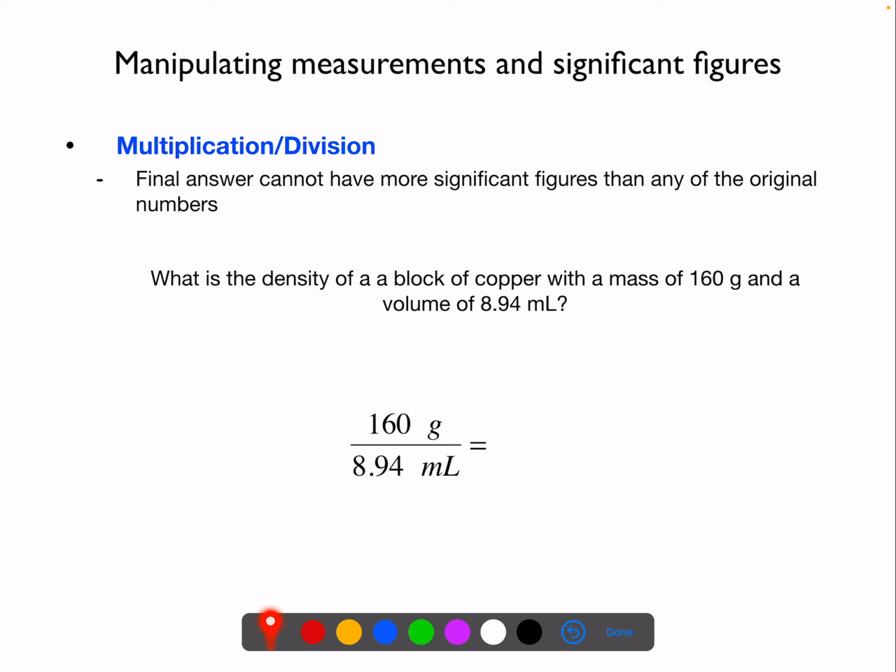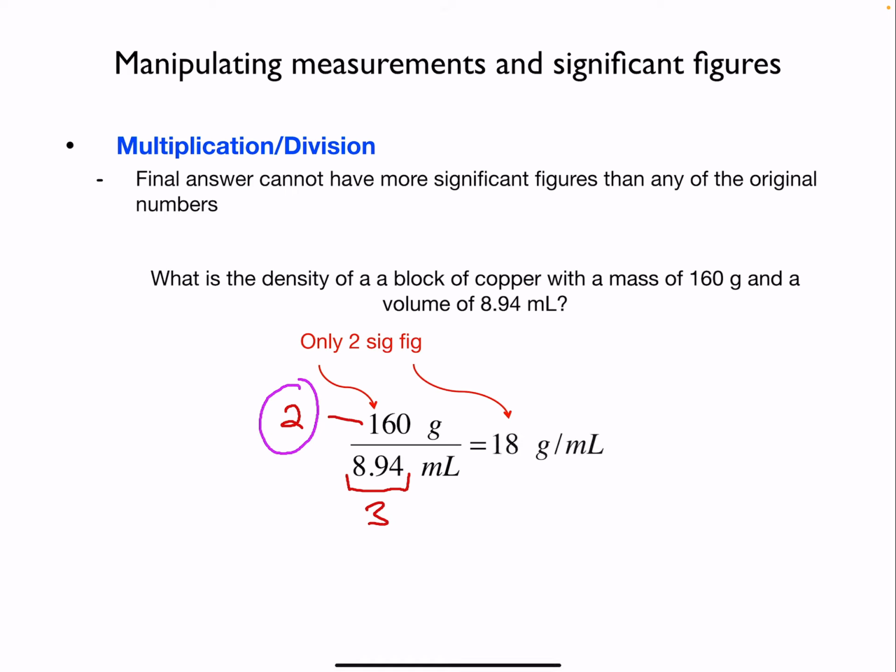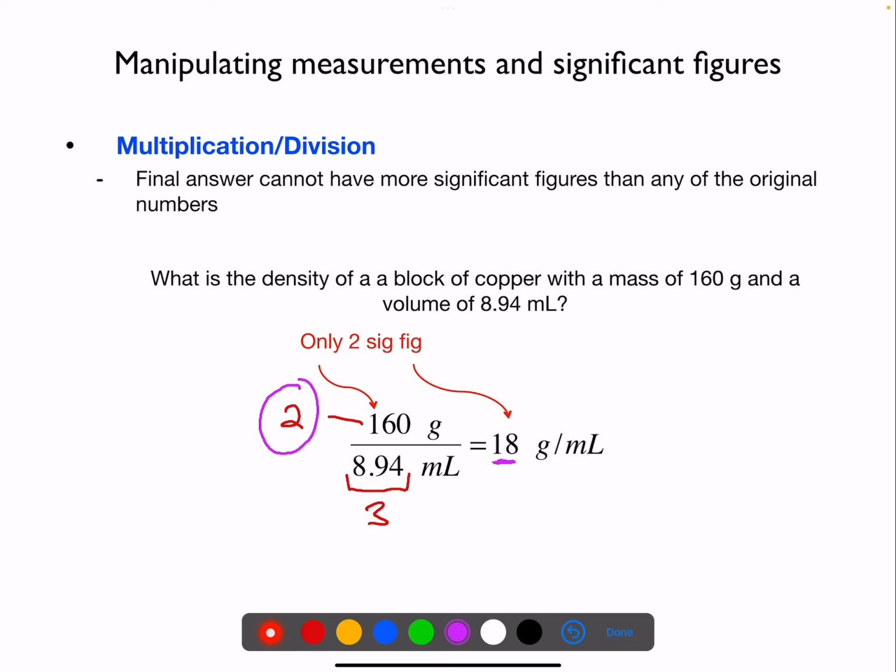The multiplication and division rule says we can't have more sig figs than any of the original numbers. And so we say the 160 is 2 sig figs, and the 8.49 is 3 sig figs. And so because 2 is less than 3, our final answer can't have more than 2 significant figures. And so we're going to report our final answer as 18 grams per mil. And we would have to round to those 2 significant figures.